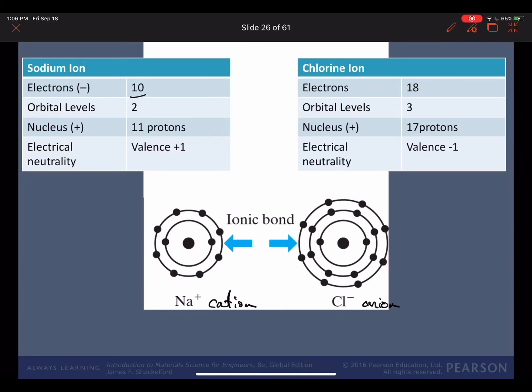Now notice that we have 10 electrons in the sodium cation, and now a gain of 1 electron when we consider chlorine forming chloride. Number of protons has not changed, and our electrical neutrality has been removed because we have an additional electron, so we're overall -1 in charge. And we have more protons than electrons over in the cation, so we're overall +1 in charge in sodium cation.